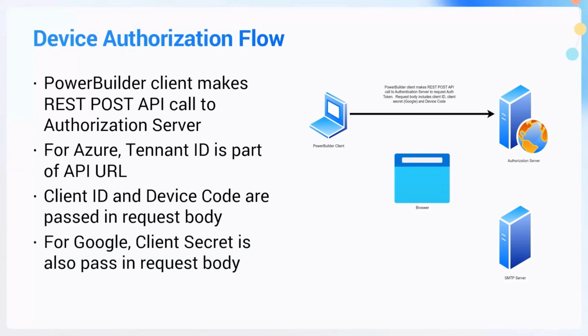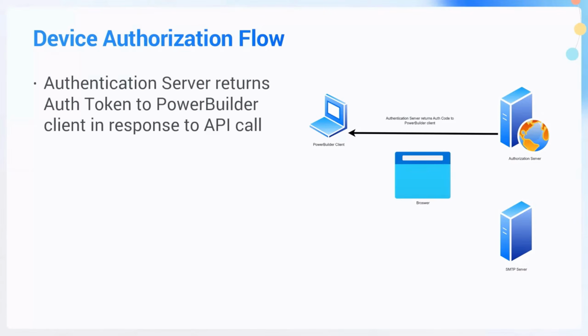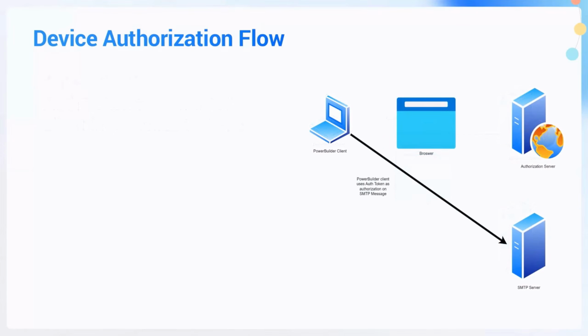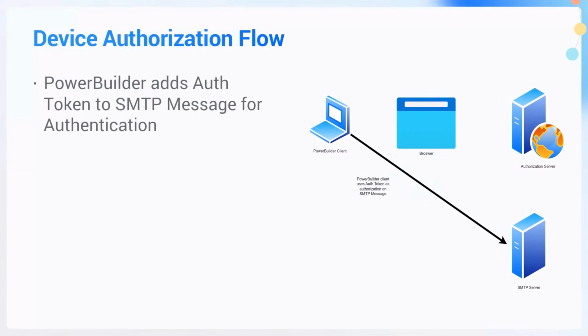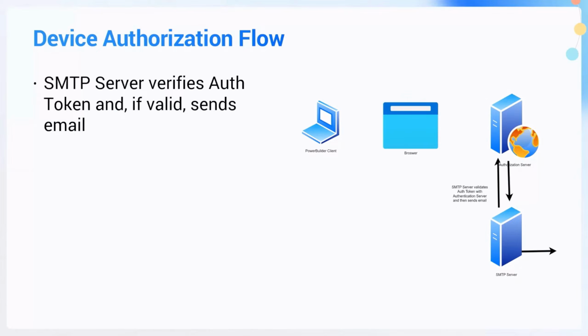One difference here with Google: not only will we send the client ID and the device code in our REST call to the authorization server, we'll send the client secret as well. And we'll get into the client ID and client secret when we get more into the slides here. So at that point, we've made our REST API call, and the response from the REST API call is our auth token. And then it looks just like the authorization flow from that point on. We attach the auth token to the SMTP message, send it off to the SMTP server. The SMTP server validates it, and if it is valid, it goes ahead and sends the email.